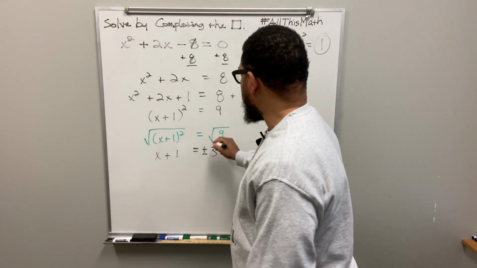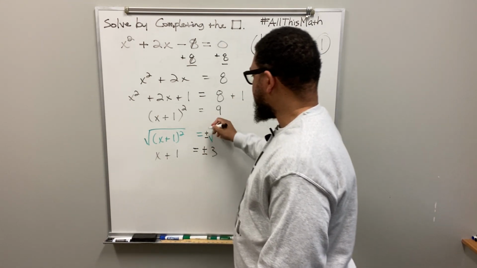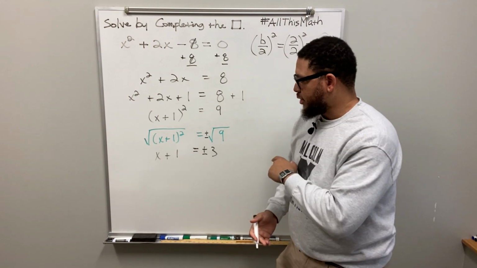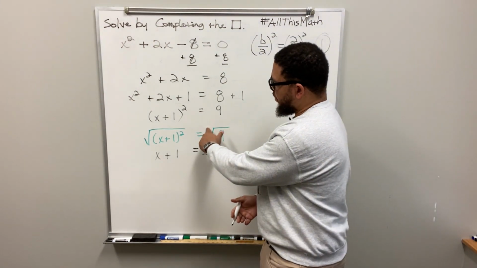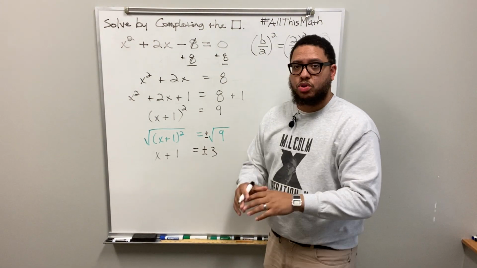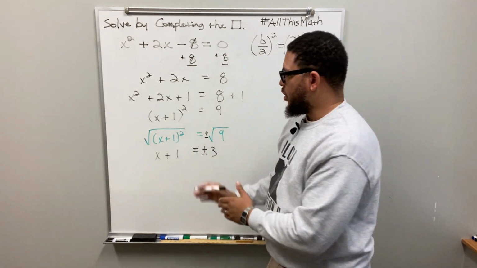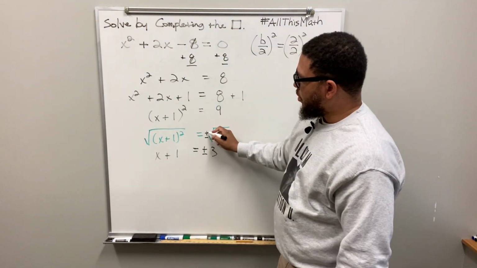And I should have threw the plus or minus sign up here, because that's something else I left out. Let me talk about that real fast. I neglected to show that it should be a plus or minus sign here, because whenever we use the square root property and we take the square root of both sides of an equation, we have to put our plus or minus sign.